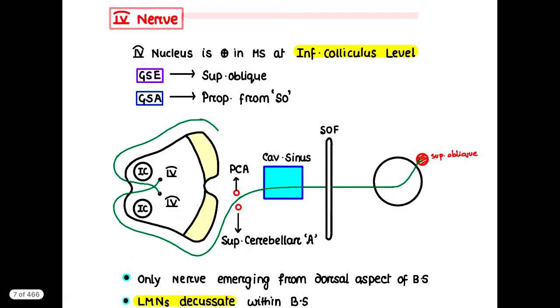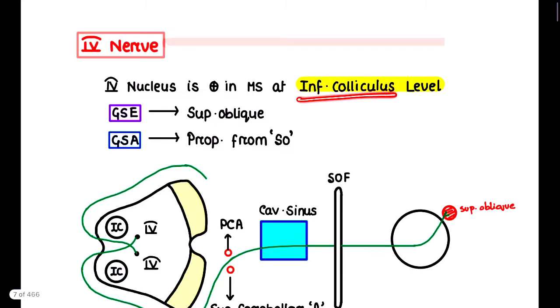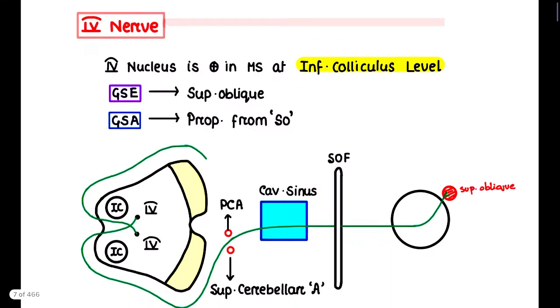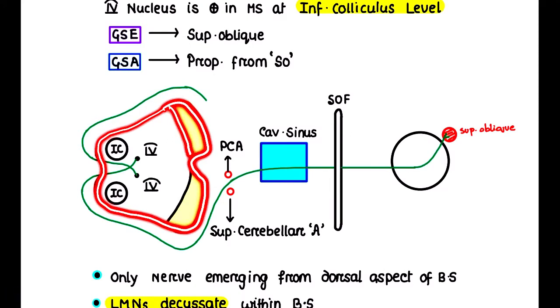The fourth cranial nerve, our trochlear nerve, has its nucleus present at the inferior colliculus level. Where is this inferior colliculus level? This is our midbrain. In this midbrain, this is our cerebral peduncle, the ventral part, and this region is our inferior colliculus. This is the dorsal or posterior side.